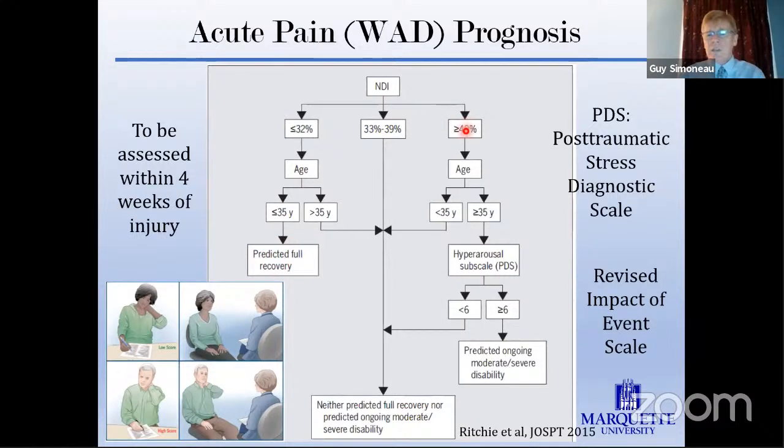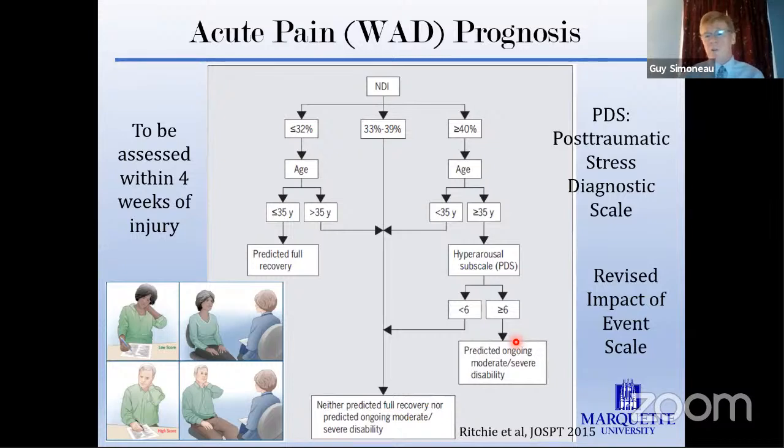On the other hand, if the NDI is 40%, age is greater than 35, at this point, you'd like them to fill out the PDS, which is the post-traumatic stress diagnostic scale. And if they have a score greater than 6 on that, meaning that they also have some psychosocial issues, fear, anxiety, catastrophizing, and so on, these people fit the model where they would have moderate to severe disability.